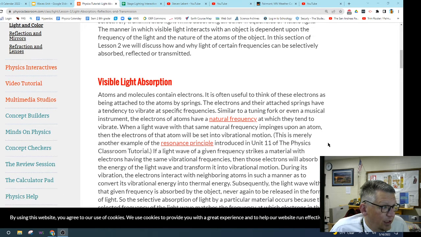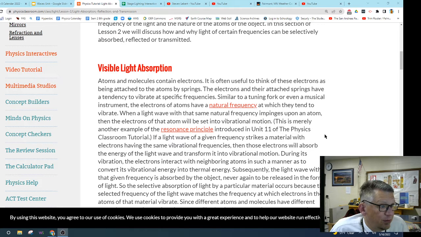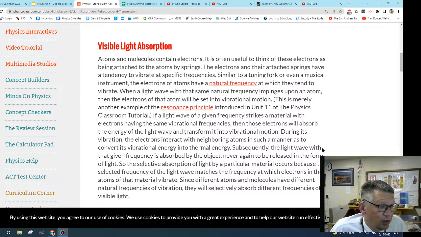This is merely another example of the resonance principle introduced in Unit 11 of The Physics Classroom Tutorial. If a light wave of a given frequency strikes a material with electrons having the same vibrational frequency, then those electrons will absorb the energy of the light wave and transform it into vibrational motion. During its vibration, the electrons interact with neighboring atoms in such a manner as to convert the vibrational energy into thermal energy. Subsequently, the light wave with that given frequency is absorbed by the object, never again to be released in the form of light.